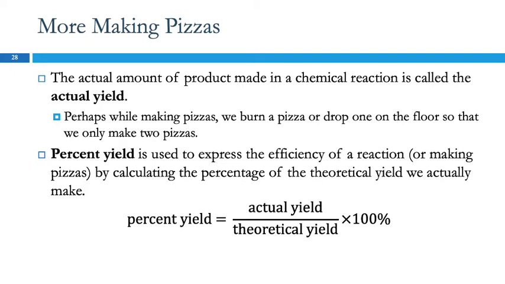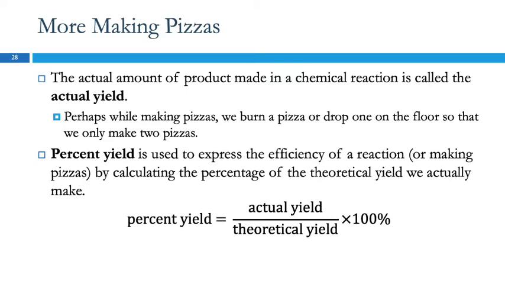So 2 is your actual yield. That's how many you actually get. 3 was the theoretical yield. If nothing went wrong, we could have had 3 pizzas. And so what we use to see how efficient we were at making pizzas is something called percent yield. And so this is the actual yield divided by the theoretical yield times 100.